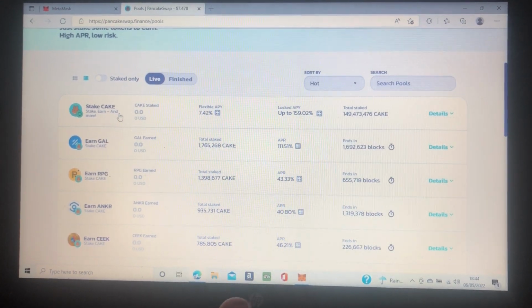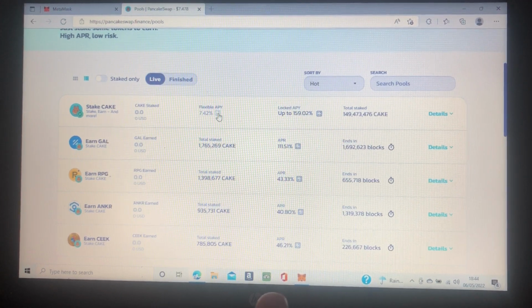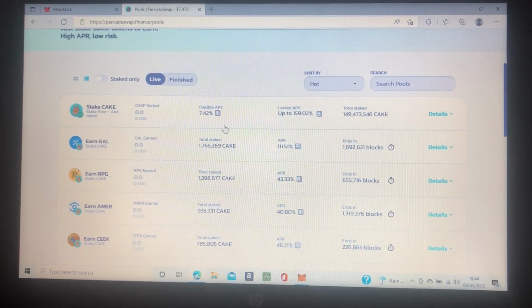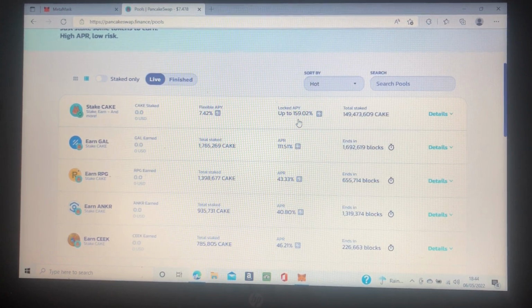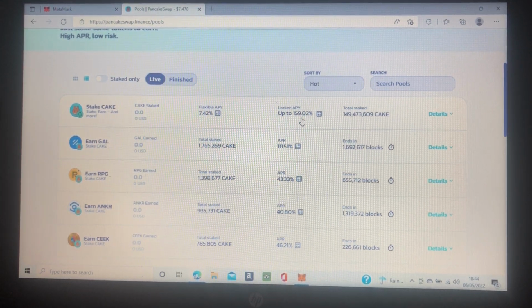If I want to stake cake, this is the flexible APY. That is flexible in the sense that I'm not going to stay for up to a year. So for whatever period, if it's 6 months I'm staying, I'm going to get 7%. But if I'm staying for a year, I'm going to get up to 159% of whatever I put in this place. And that is just how it goes for stake cake and earn more cake.